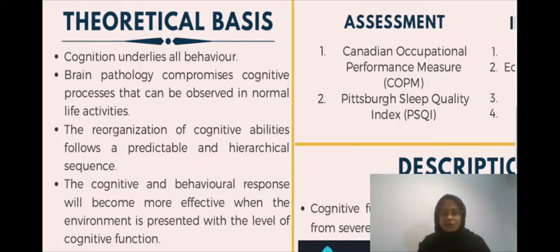The second assumption of this frame of reference is the brain pathology compromises cognitive process in a manner that can be observed in normal life activities. It describes that any disorder or disease or conditions affecting the brain, for example tumor, stroke, or traumatic brain injury, will affect our cognitive process. The effect on the cognitive process also can be seen through the way we behave in our daily activity.